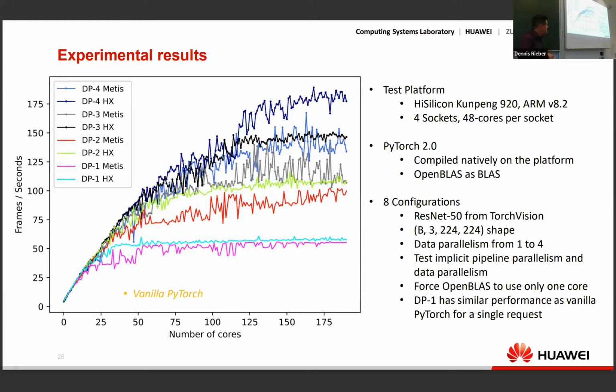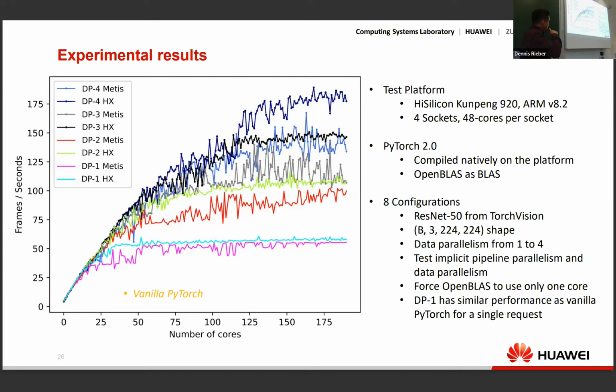So our initial exploration, we tested on a Kunpeng processor. It's a server machine, so it has 48 cores, 4 sockets, so in total 192 cores. It has 8 NUMA domains, I think. First we tested vanilla PyTorch. This point represents the execution at 48 cores, and this is the best result that I got out of PyTorch 2, for a single request. So you don't do a stream, single request.